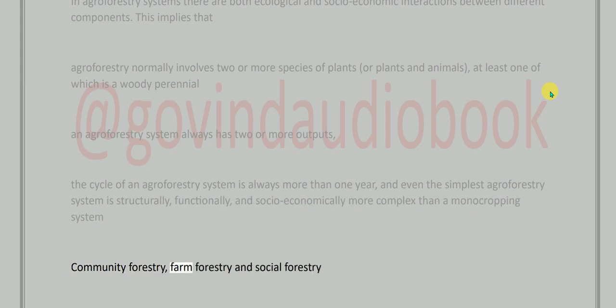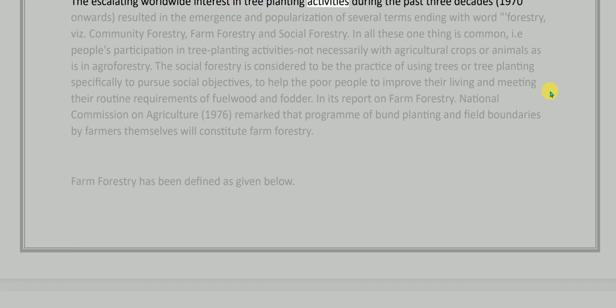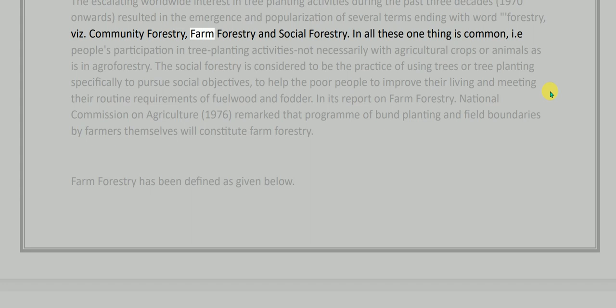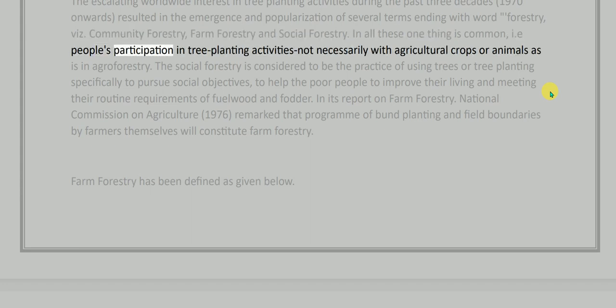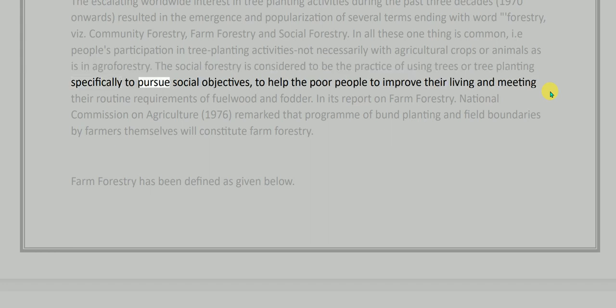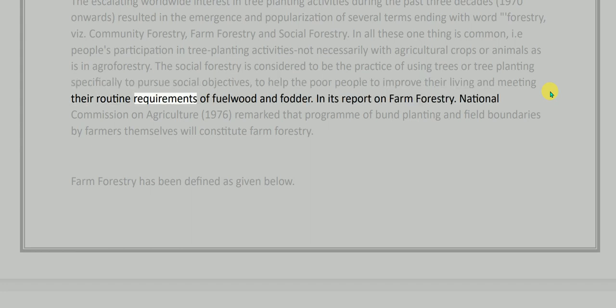Community forestry, farm forestry and social forestry. The escalating worldwide interest in tree planting activities during the past 3 decades, 1970 onwards, resulted in the emergence and popularization of several terms ending with the word forestry, viz. community forestry, farm forestry and social forestry. In all these one thing is common, i.e. people's participation in tree planting activities, not necessarily with agricultural crops or animals as in agroforestry. Social forestry is considered to be the practice of using trees or tree planting specifically to pursue social objectives, to help poor people improve their living and meet their routine requirements of fuel, wood and fodder.